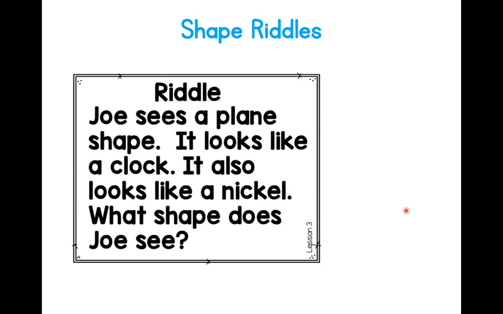All right, well, let's practice identifying shapes with some riddles. So the first riddle says, Joe sees a plane shape. It looks like a clock. It also looks like a nickel. What shape does Joe see? I'm thinking of a clock, and I definitely remember nickels. Did you guess circle? You are correct. A circle is a plane shape that looks like a clock and a nickel.